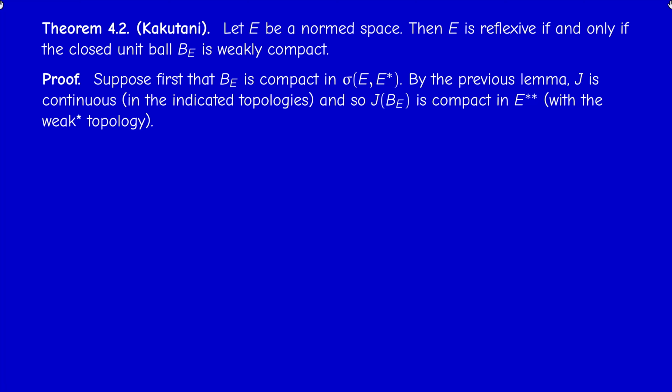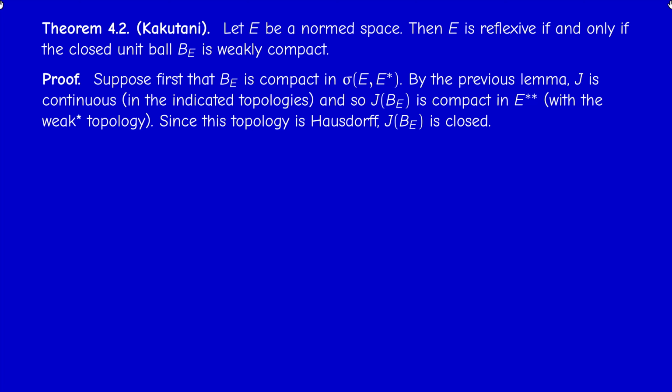Okay, now by the previous lemma, J is continuous in the indicated topology. So when I equip E with the weak topology and E double star with the weak star topology, we know that the image of a compact set under a continuous map is compact. Therefore, J of BE is compact in E double star equipped with the weak star topology. So if it's compact, then it's closed because the weak star topology is Hausdorff. Therefore, I know that J of BE is closed. But Goldstein's lemma tells me that it's dense.